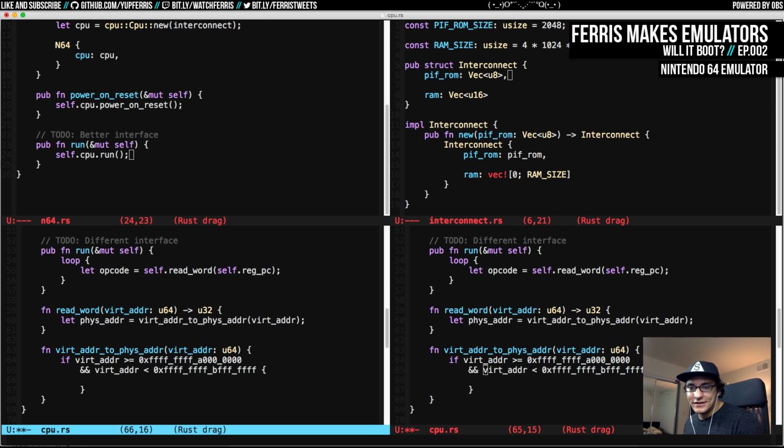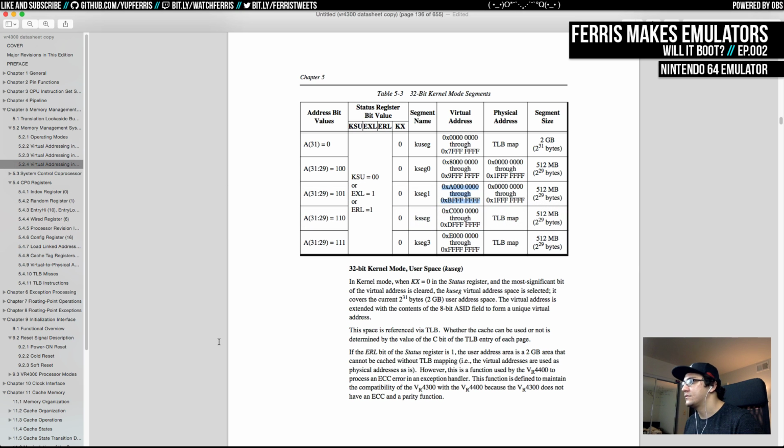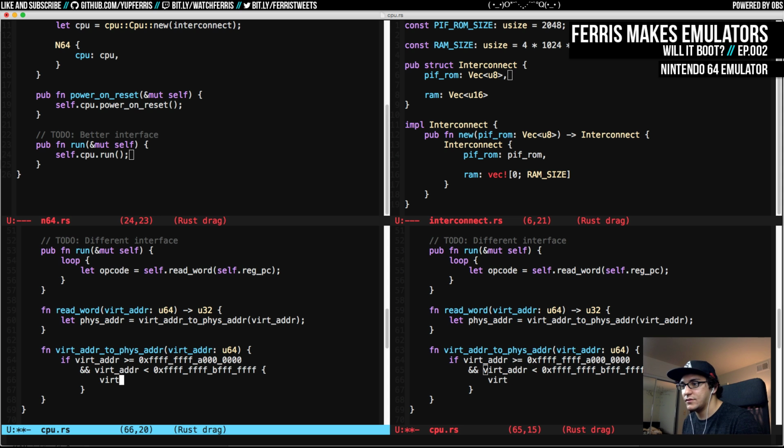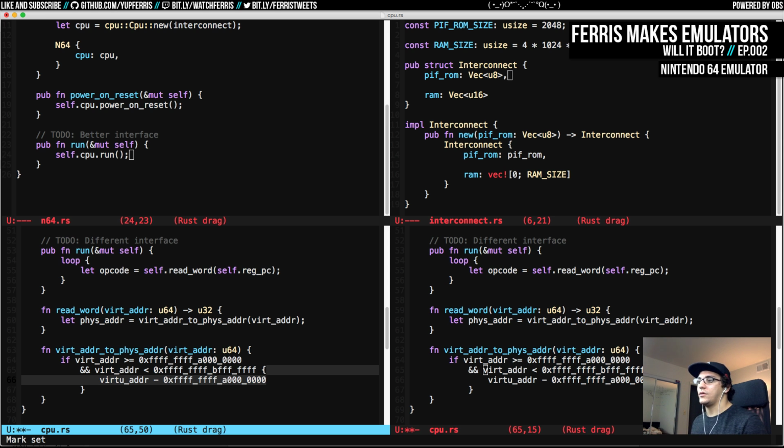Yeah, so now we can read that. And then if this is the case, then we're going to, yeah, just subtract A000. So we're going to return virt addr minus this base address. And actually, I don't use return here or any semicolons because I'm going to have this if expression just be this value. Actually, we usually write this in Rust. Otherwise, I'm just going to panic.